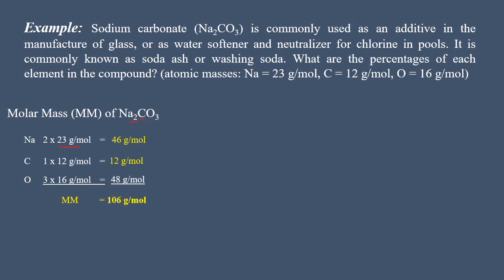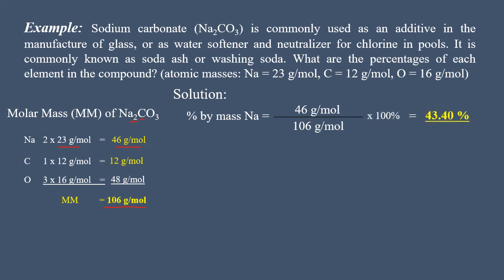So here are the simplified calculations for each of the components of the compound. For percentage by mass of sodium, we have 46 gram per mole divided by the molar mass of the compound, which is 106 gram per mole. We multiply it by 100%, and it will give you 43.40% of sodium in that compound.